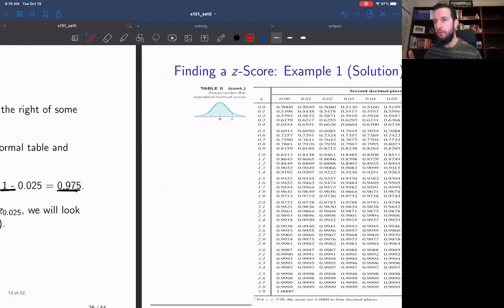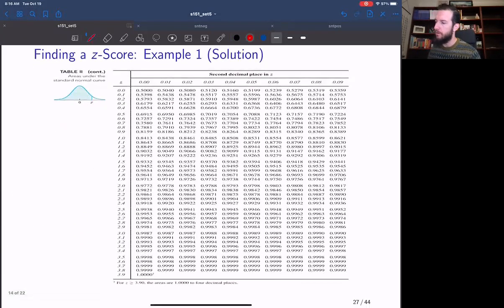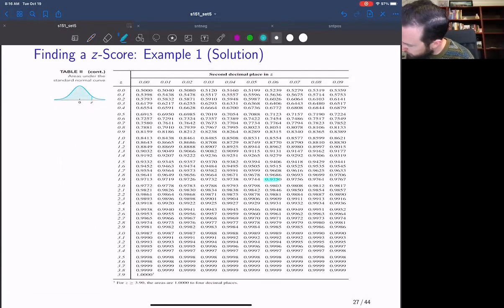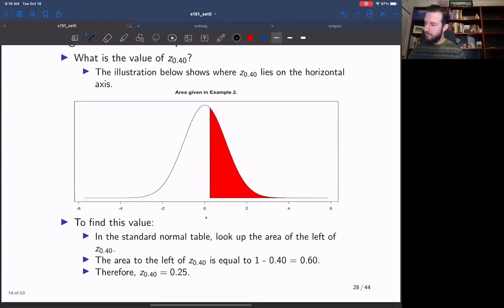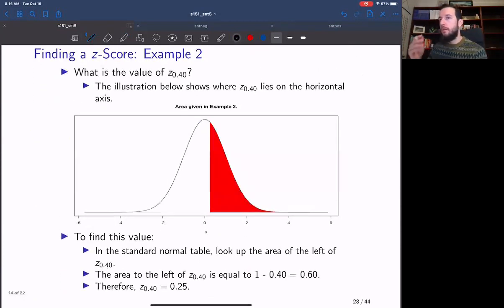All right, so let's look at a few examples here. Oh, sorry, I used the table. This was for the last problem. Let's fill this out. Okay. All right, so let's look at another example. So the process here is exactly the same. All we're doing is changing the subscripted value. So in this question, we're being asked, what is the value of Z subscript 0.4?